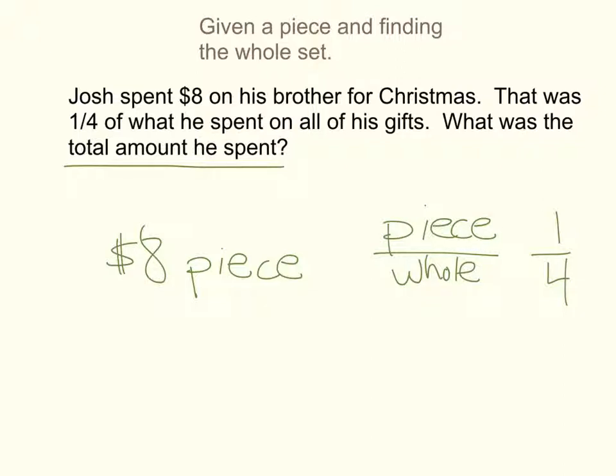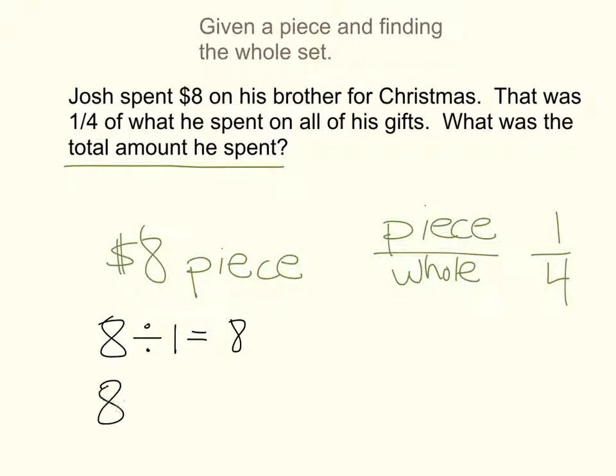Now when we go to solve, we always start with dividing. So I'm going to divide my information given, the $8, by the part of the fraction it represents. So in this case, we are going to divide by the numerator first because our information is about the piece. So I'm doing 8 divided by 1, which is 8. It didn't really change anything, but it's still a good habit to follow the proper sequence.